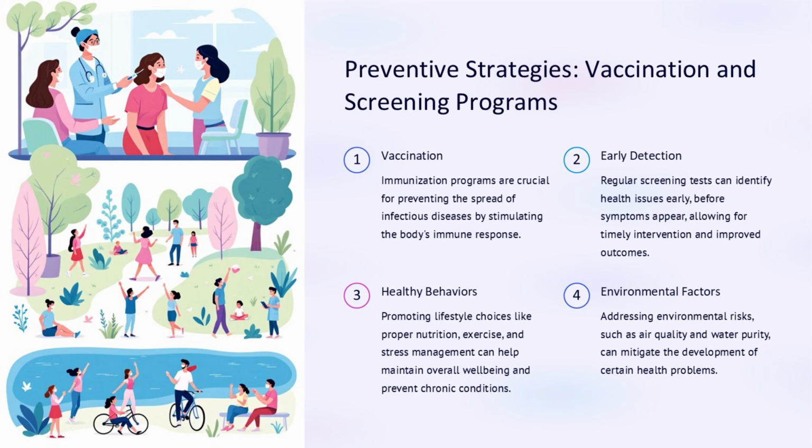Preventive strategies are crucial for maintaining public health and reducing the burden of disease. Vaccination programs stimulate the body's immune response, preventing the spread of infectious diseases. Regular screening tests can identify health issues early, before symptoms appear, allowing for timely intervention and improved outcomes. Promoting healthy behaviors like proper nutrition, exercise, and stress management can help maintain overall well-being and prevent chronic conditions. Addressing environmental risks, such as air quality and water purity, can mitigate the development of certain health problems. These 4 key preventive strategies — vaccination, early detection, healthy behaviors, and environmental factors — work together to support the overall health and wellness of the population.